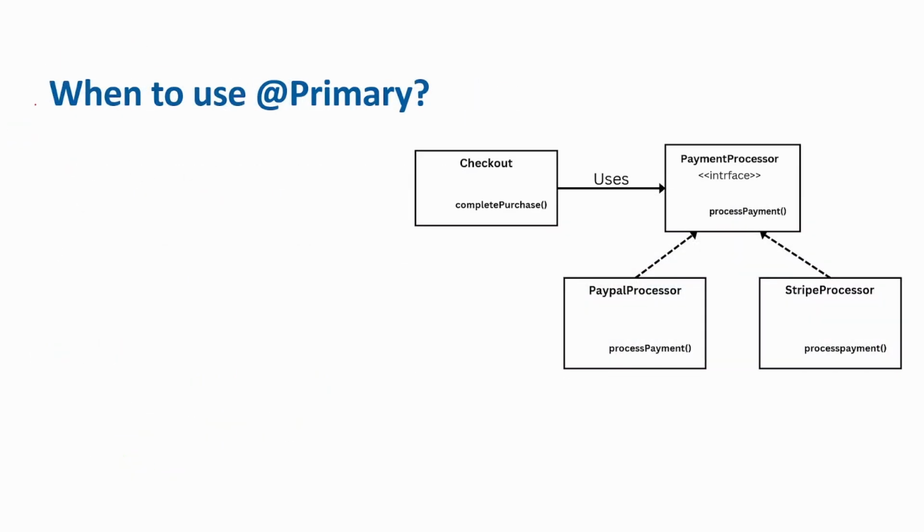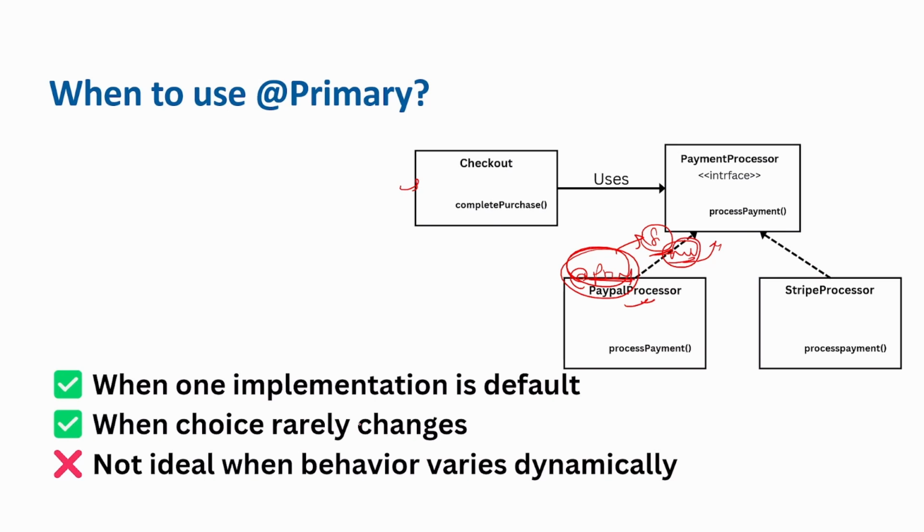So let's see when to use it. When we use the primary annotation, we mark one bean as primary. If multiple implementations of the same type are found, Spring will inject this implementation automatically. So when to use primary? We should use the primary annotation when one implementation is the default and when choices rarely change. But it is not ideal when the behavior varies dynamically based on some runtime condition. Then this should not be used.